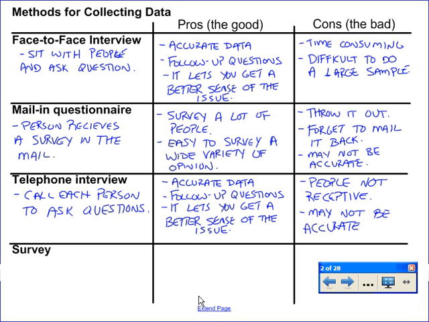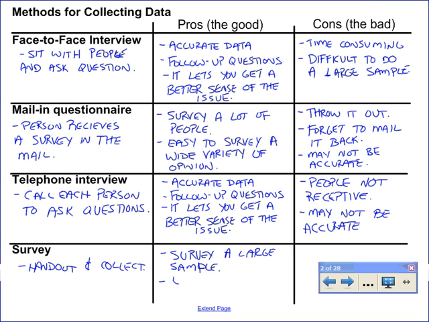And finally, a survey. So this is a survey that you hand out and collect back. Hand out and collect. Okay. What are some of the pros? Again, you can survey a large group. Survey a large sample. And again, easier to get a cross-section or a wide variety of opinion.